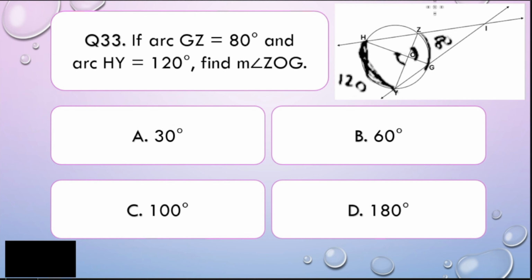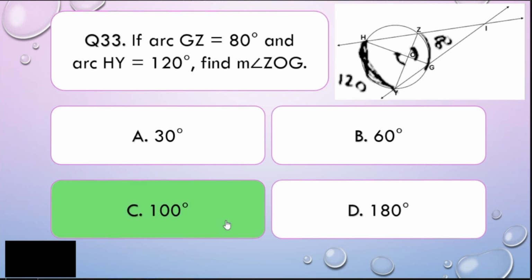If the angle is inside the circle, it means that you just need to add the two arcs and divide it by 2. So, 120 plus 80, that is 200, divided by 2. The correct answer is letter D. Let's check whether we are correct. Easy, right? Very easy, my dear math learners.